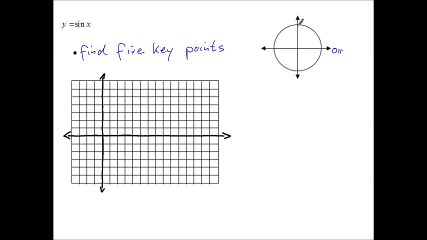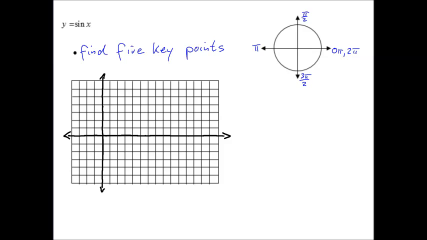Then if we go up a quadrant, we're going to get to pi over 2. 1 quadrant more, now we're halfway through the circumference. That is pi. And another quadrant would be 3 pi over 2. And when we're back to the beginning, then we have made a full circle, and that is 2 pi.